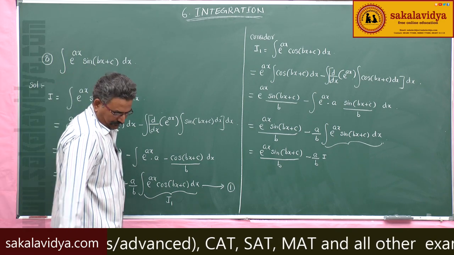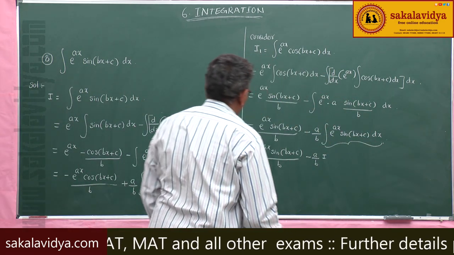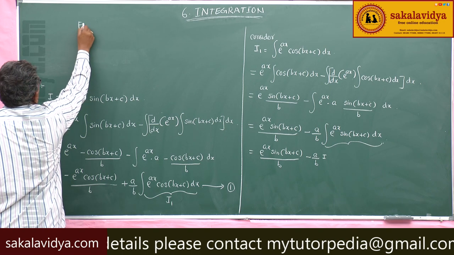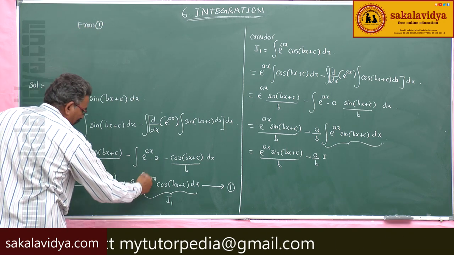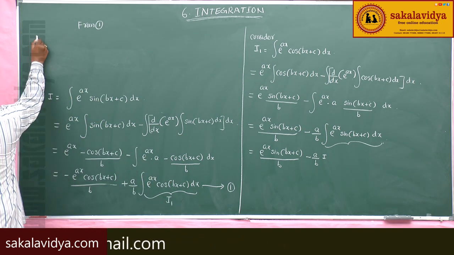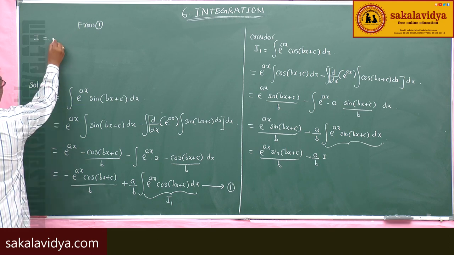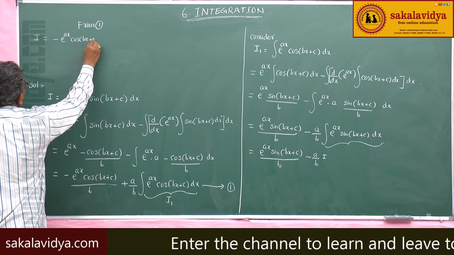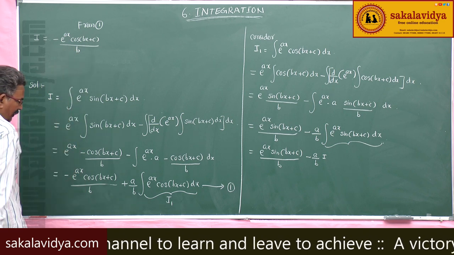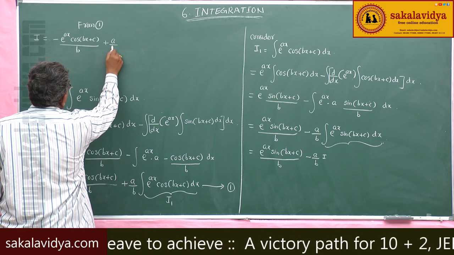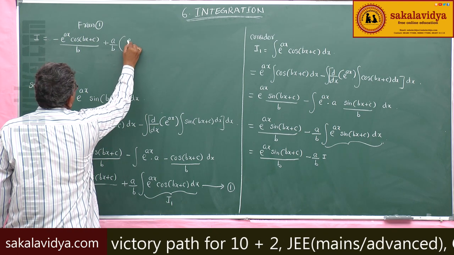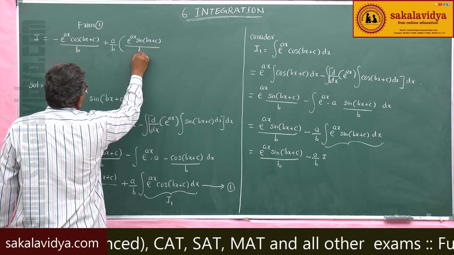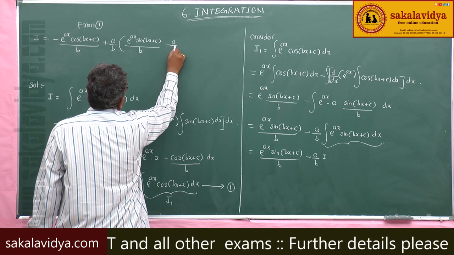Now from 1, this is to be replaced, I1. I equals minus e power ax cos of bx plus c by b plus a by b times I1. I1 means e power ax sin of bx plus c by b minus a by b I.